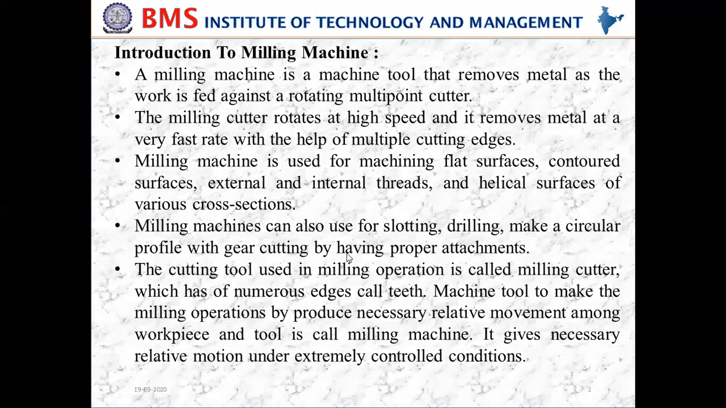So what is a milling machine? A milling machine is a machine tool that removes metal as the work is fed against a rotating multiple point cutter. Here, the milling cutter rotates at high speeds and removes the metal at a very fast rate with the help of the multiple cutting edges.